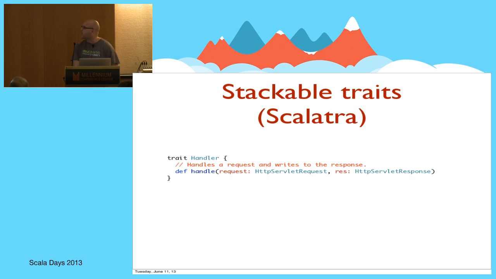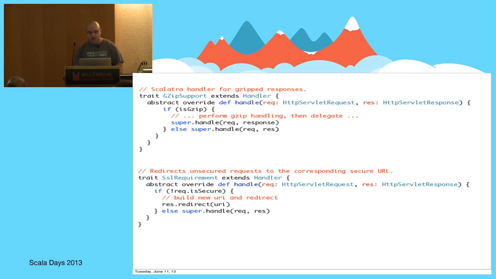So let's look at stackable traits. This is an example from Scalatra, which is an open source project that is like Sinatra, which is a Ruby project, but for the Scala community. The basic idea behind stackable traits is you define an abstract method in your base trait. In this case, handle takes a servlet request and servlet response, and it's up to you to define the implementations. These are abbreviated versions of the ones that Scalatra has, but they provide gzip support and SSL requirement, which extend handler.